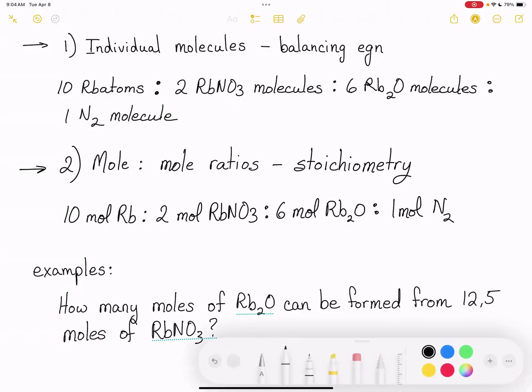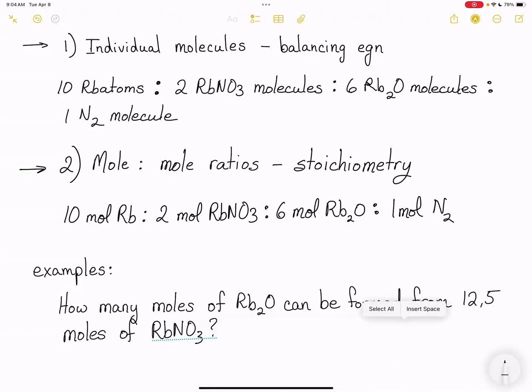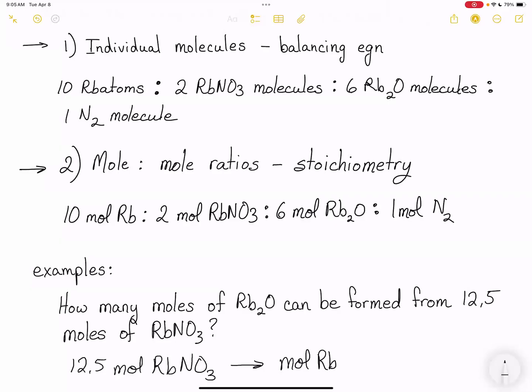Now, just like with our previous math problems, we're going to list out what we were given. We were given 12.5 moles of rubidium nitrate. We list out what we want to solve for. We want moles rubidium oxide.